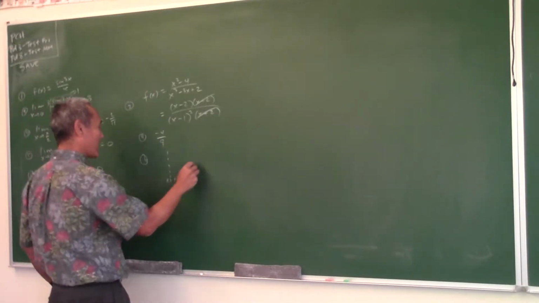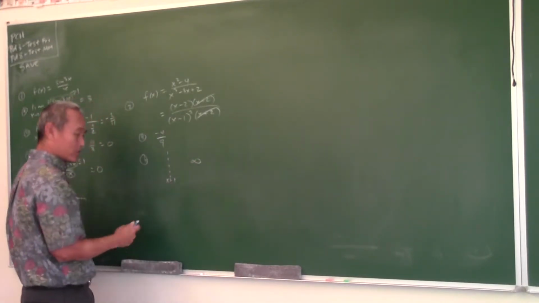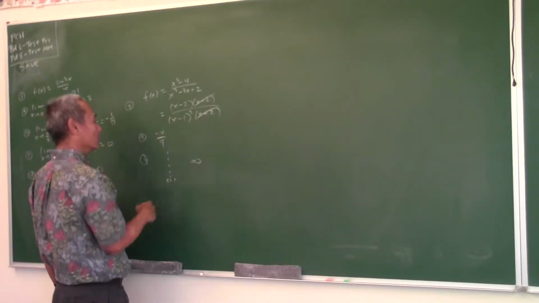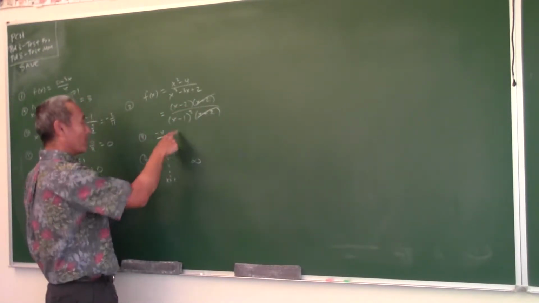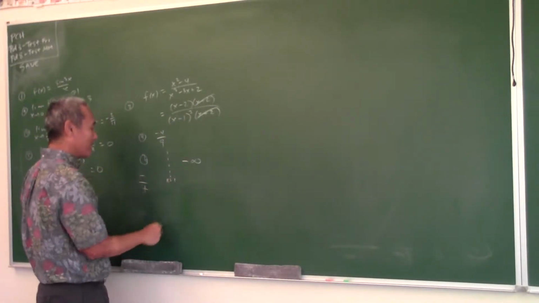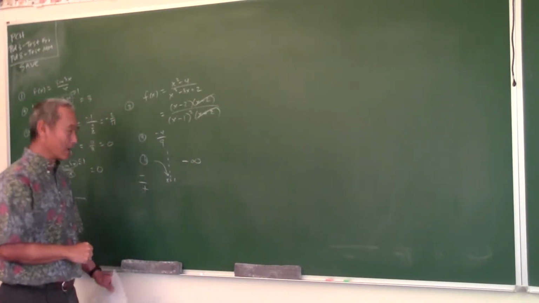It's a 50-50 chance. So plug in a number very close to 1 on the left, like 0.999. 0.999 minus 2 is negative. 0.999 minus 1 squared is positive. Negative over positive is negative infinity. So that means the graph is going downward like that.